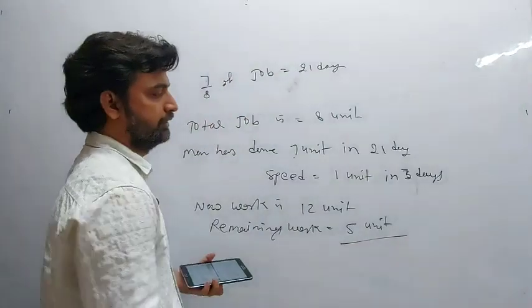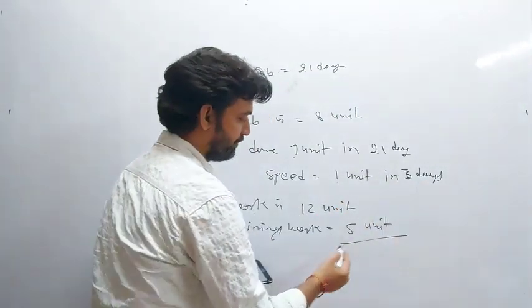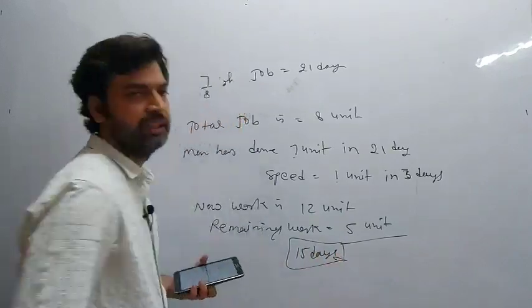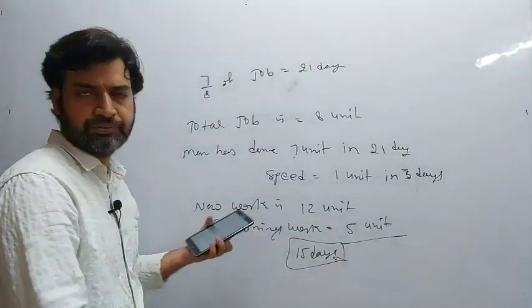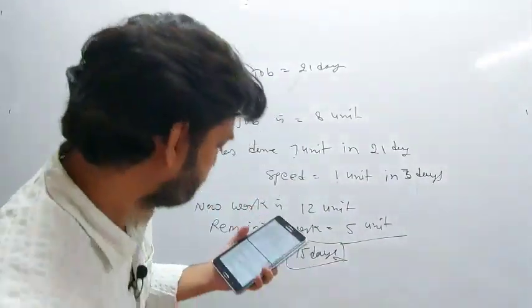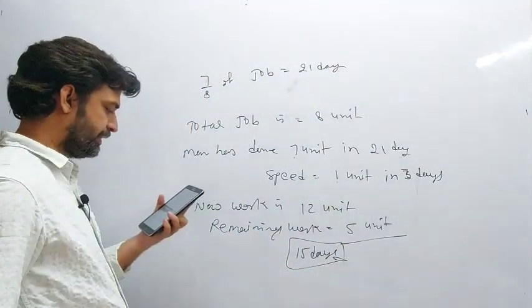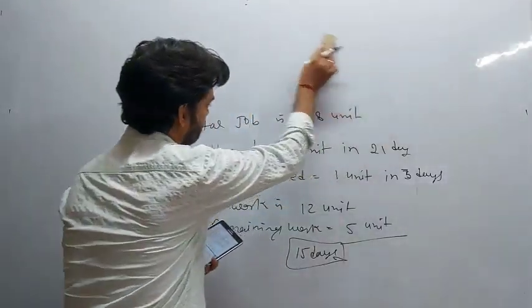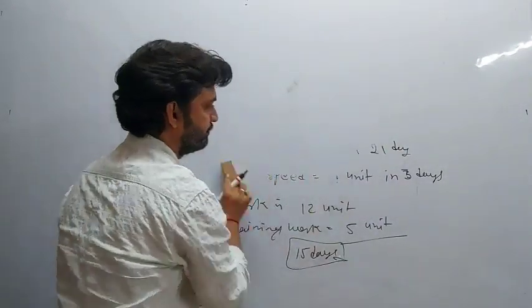The question is asking about the speed. 1 unit in 3 days, then 5 units is 15 days. So your answer is 15 days. So very easy if you go with the units way. If you go with one work in how many days, and that it will take time, right? So the answer is 15 days. Whatever it is in your option, you can take 15. Coming to the next.